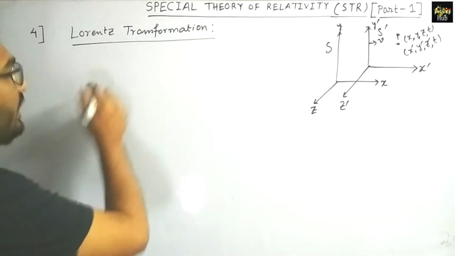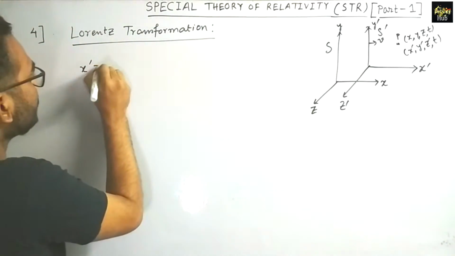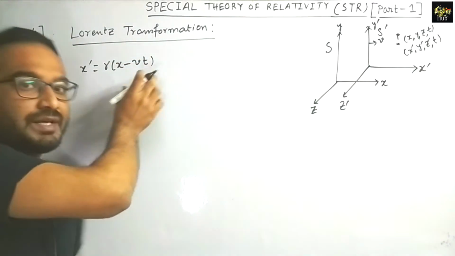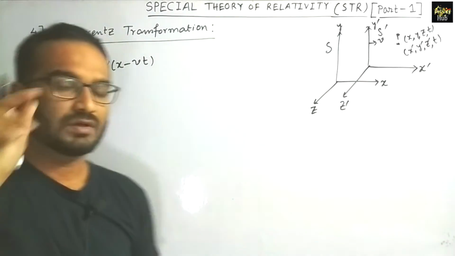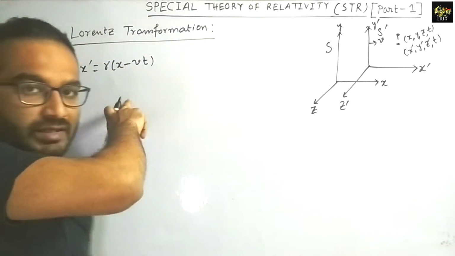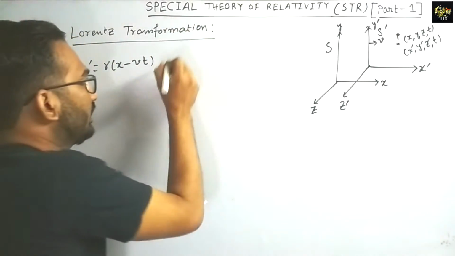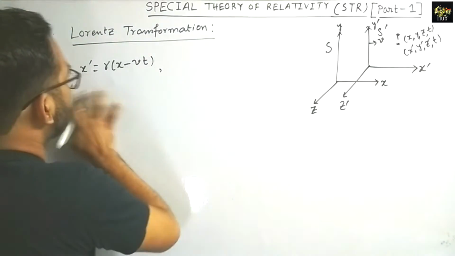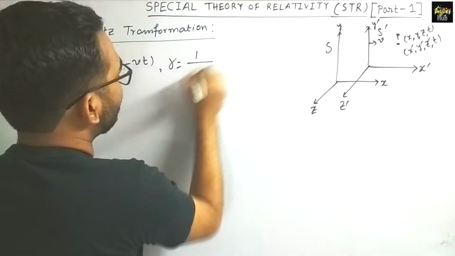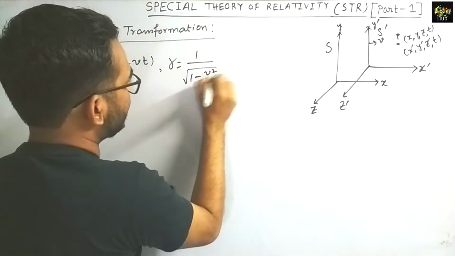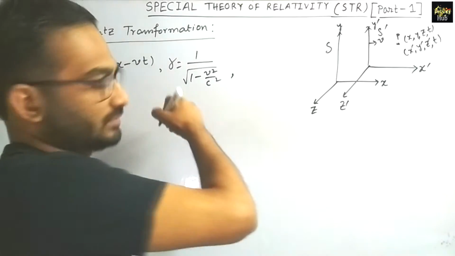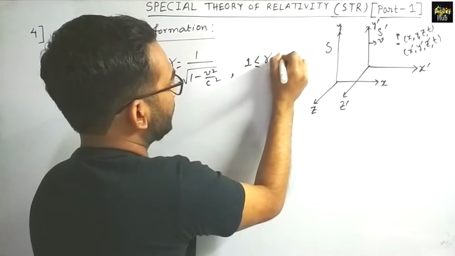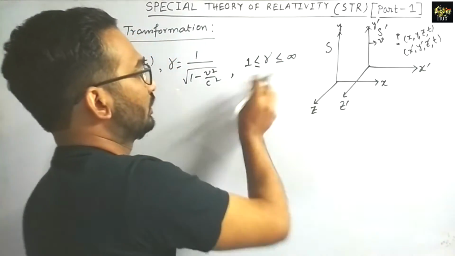So how is x related? x prime equals gamma into x minus vt. In the case of Galilean transformation, only the x minus vt part was there, with no multiplicative number. But here we get a multiplicative number gamma, where gamma equals 1 by root over 1 minus v square by c square. Now what is the range of this value gamma? Gamma is always greater than or equal to 1, less than or equal to infinity.